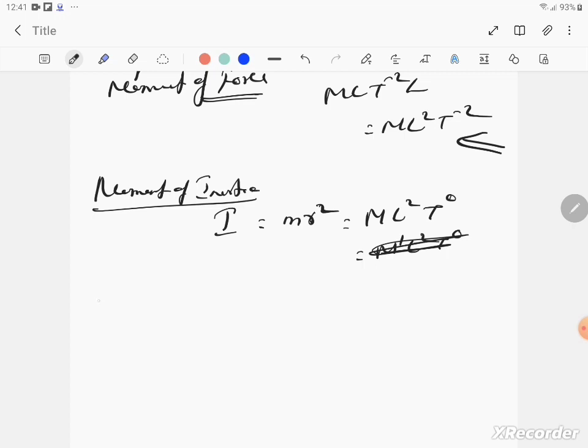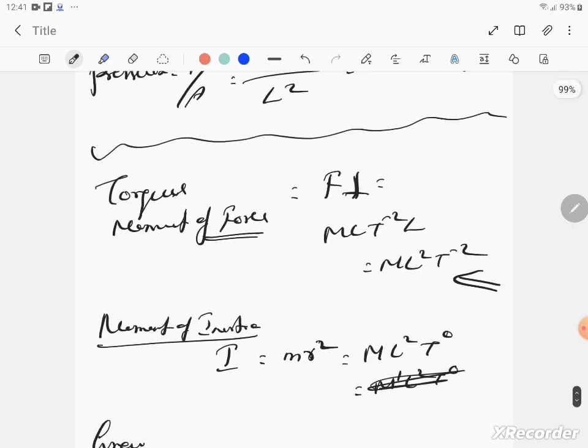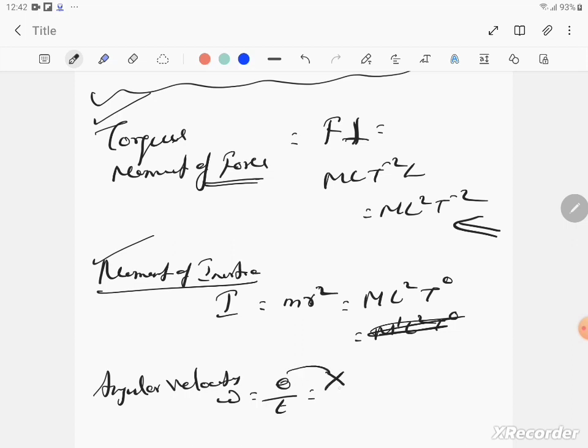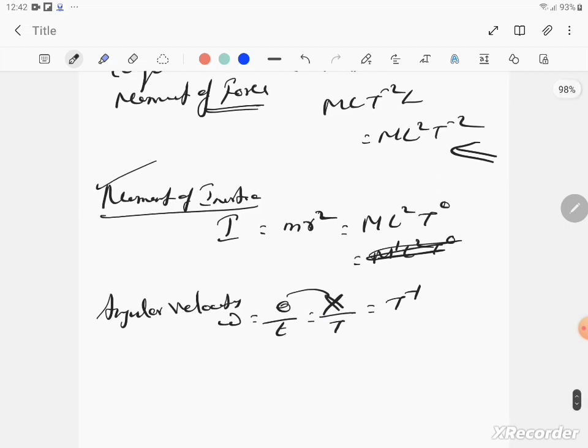Then it's about gravitational constant. So these are the three on rotational motion: I'm talking to you about torque, moment of inertia, and let me also talk about angular velocity. When it comes to rotational motion, there is angular velocity, which is omega, angular displacement by time. As you know, there's no dimensional formula for angle, and there's only T, so T to the power minus 1. That's the dimensional formula.